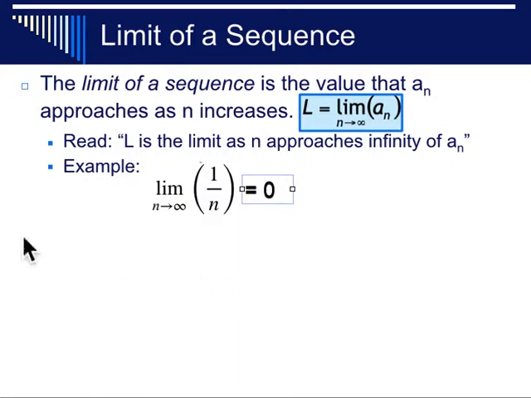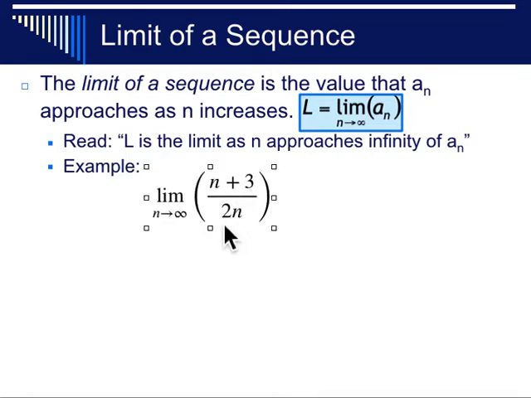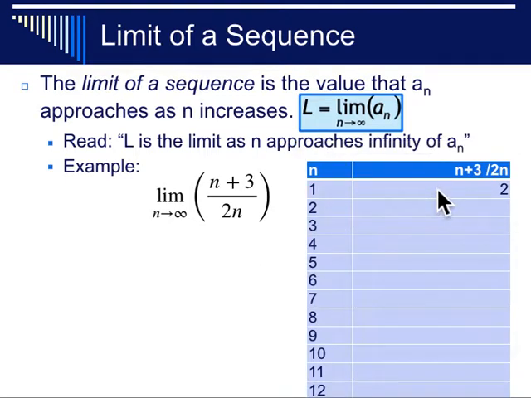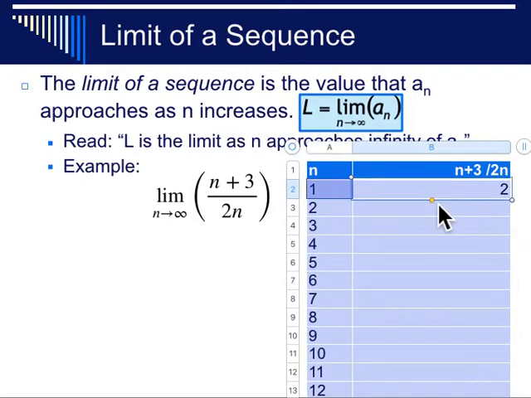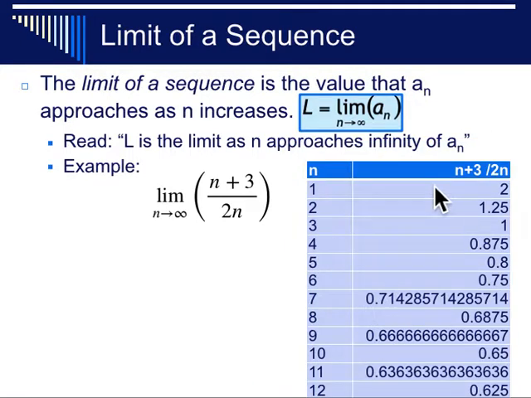Why don't we look at a different example? In this example, we have the limit as n approaches infinity of n plus 3 over 2n. And so once again, if we start to put in some big numbers, we can take a look at what this formula becomes. First couple numbers, 2, 1.2, 1, and so forth. And then I'm getting into some strange decimals.